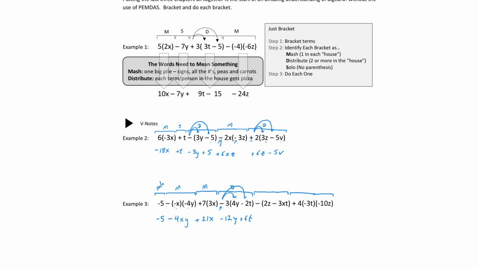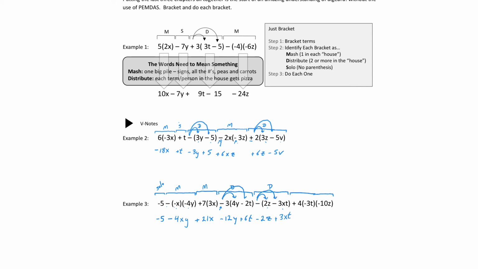Okay? Next one, 2 in the house, so it's a distribute. What are we distributing? A negative sign. Remember, we love distributing negative signs. Negative times a positive, negative 2z. And bring that negative to a negative, positive 3xt.